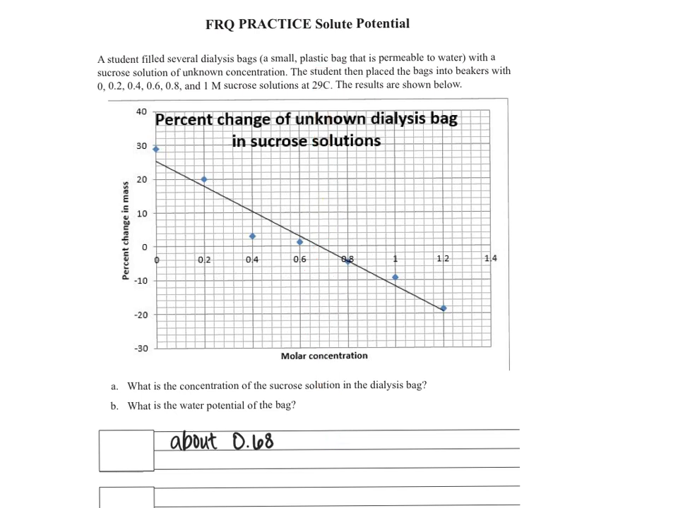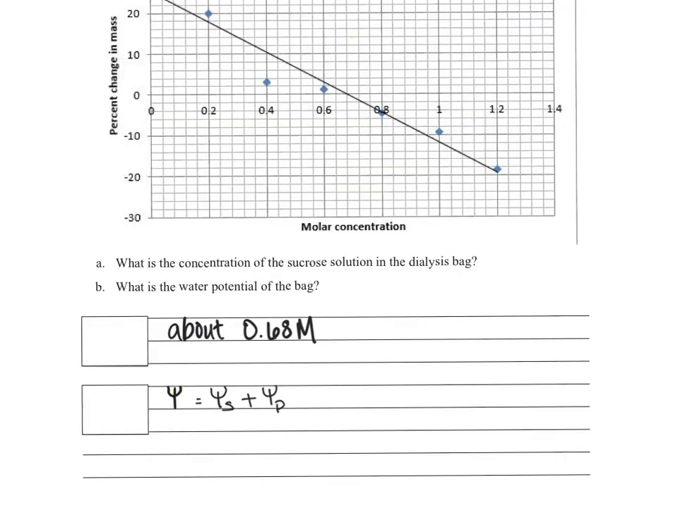This right here is the isotonic concentration, and we need that to be able to calculate the water potential of the bag, which is part B. So here's the formula for water potential. Water potential is equal to the solute potential plus the pressure potential. But since this is going on in a bag in an open system, the pressure potential is essentially 0, which means we can remove it from our equation. So the water potential is the solute potential. And to calculate solute potential, we need this formula.